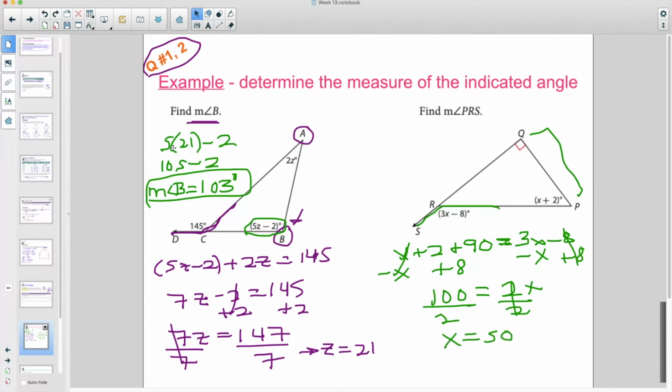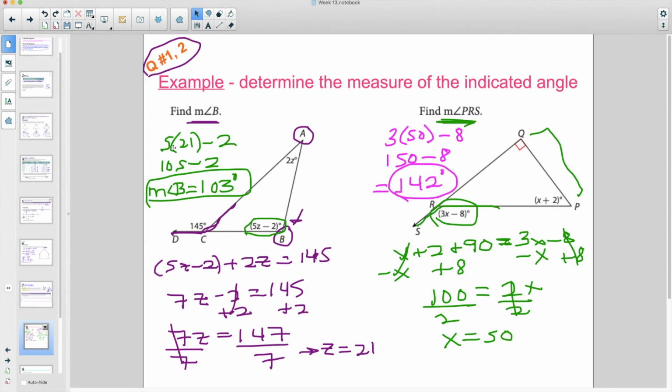Now remember, that's not our end goal. We have to solve for the angle measure PRS. So that's our exterior angle right here. Let's go ahead and plug 50 in so that we can solve. We have 3x minus 8, so we're going to do 3 times 50 minus 8. So 3 times 50, we get 150 minus 8. So we have 142 degrees, and that is the measure of our PRS. Good. All right, we have one more example using this theorem.